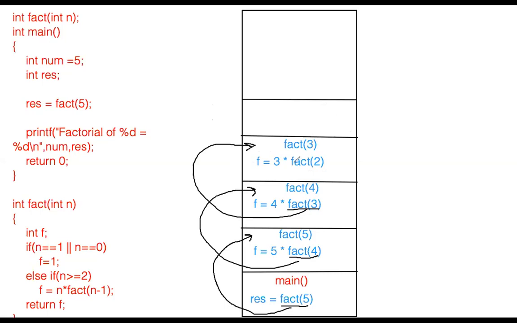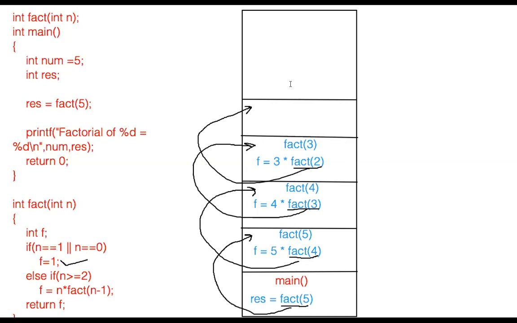Yes, fact of 2 is again a function call. Again it is pushed into the stack, until there is an end. If there is no end, the stack memory will keep calling the function until stack memory is available, and your program will crash when there is a lack of stack memory. Getting it? So that's why you should put the end that I have defined. What is the end? When n is equal to 1 or n is equal to 0, f is equal to 1 and return f.